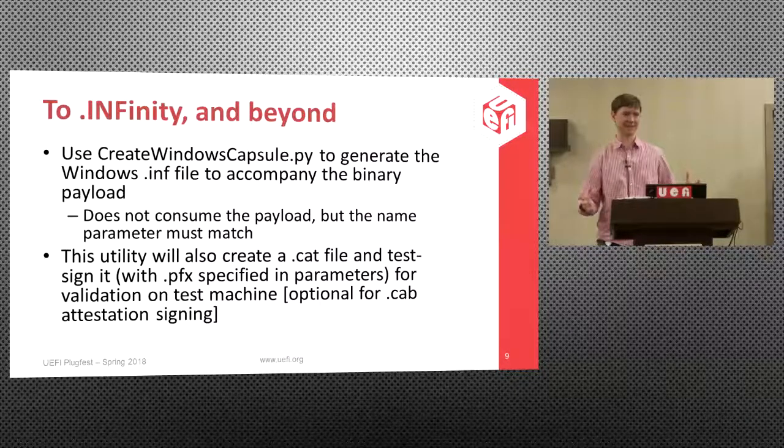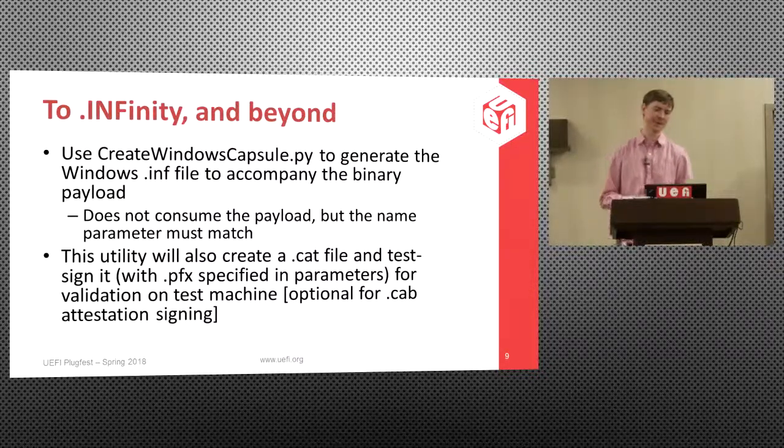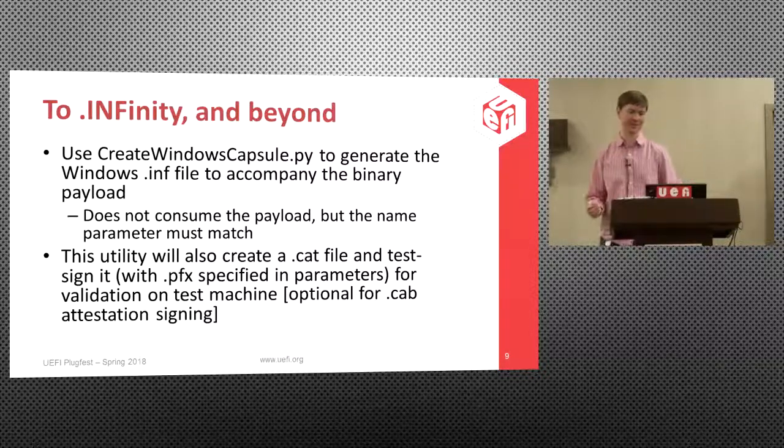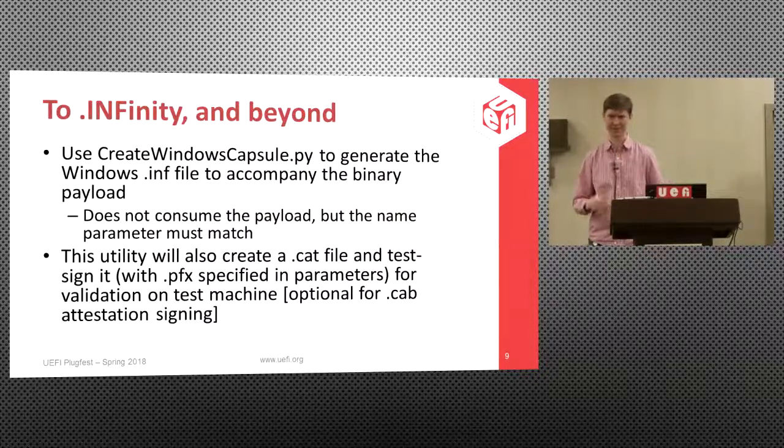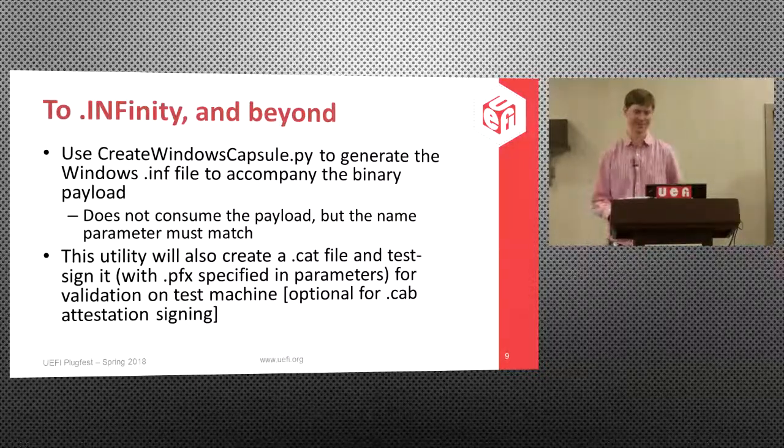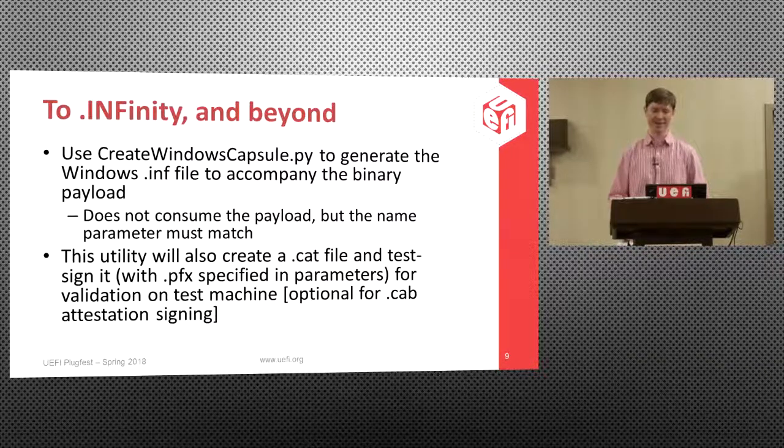The next step is to actually get the files, the collateral together that you intend to publish to Windows Update. We've provided a tool to create Windows capsules. It will generate an INF file, which you pass the payload, but it doesn't actually operate on the payload. It's not creating a new binary. It's just using effectively the binary name to associate that name with the INF file.